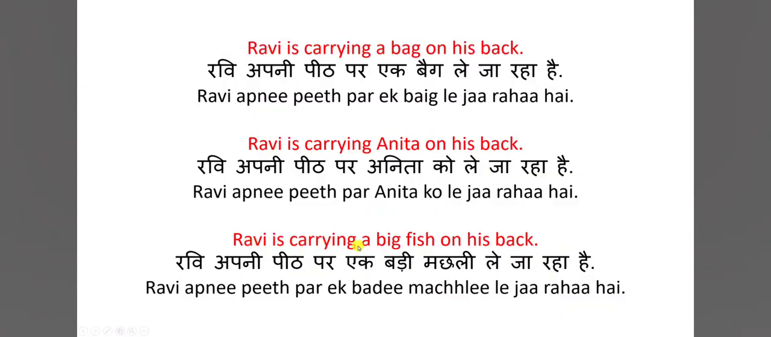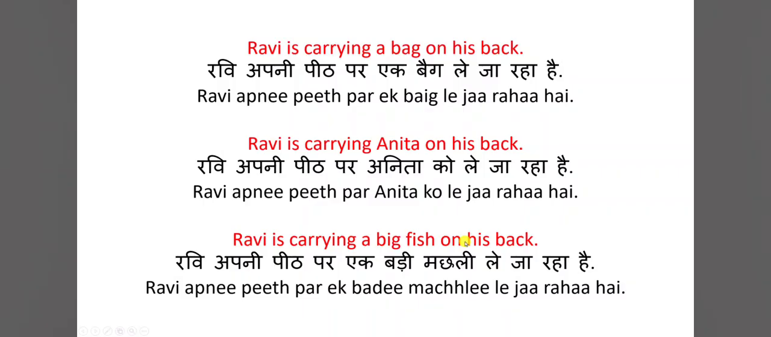Ravi is carrying a big fish on his back. रवि अपनी पीठ पर एक बड़ी मछली ले जा रहा है. एक is a, बड़ी is big, मछली is fish.